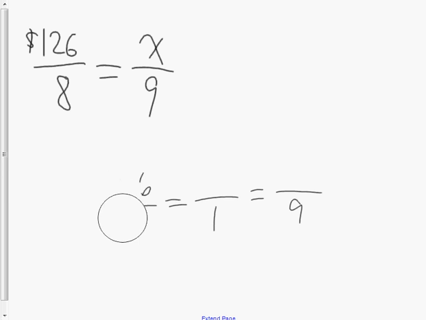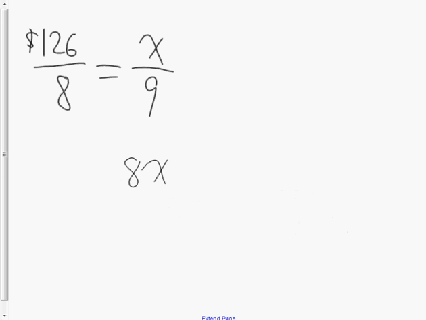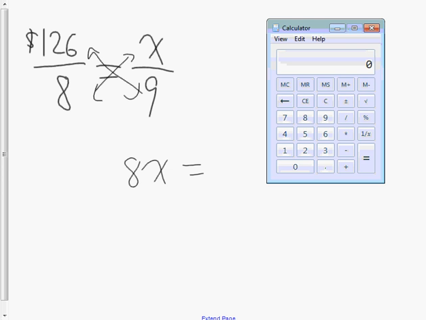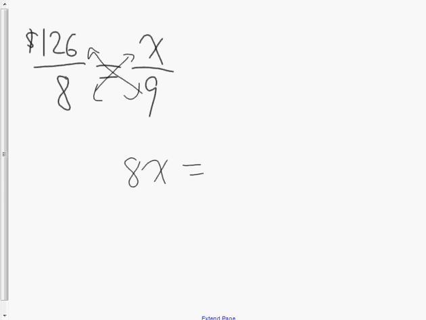But since we have a lot of practice with this, we realize that using this algebraic method is probably the simplest way. I'm going to multiply across here to get 8x. I'm going to multiply across here to get the product of 126 and 9, which is 1134.